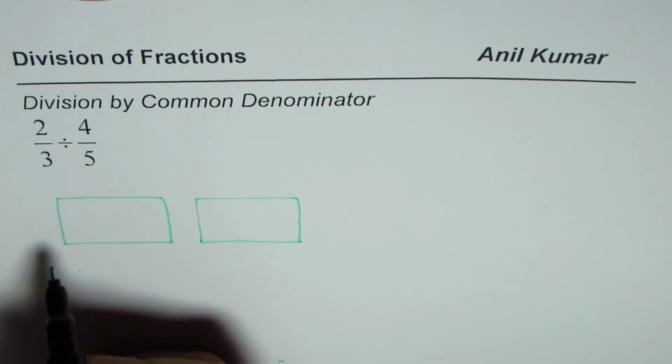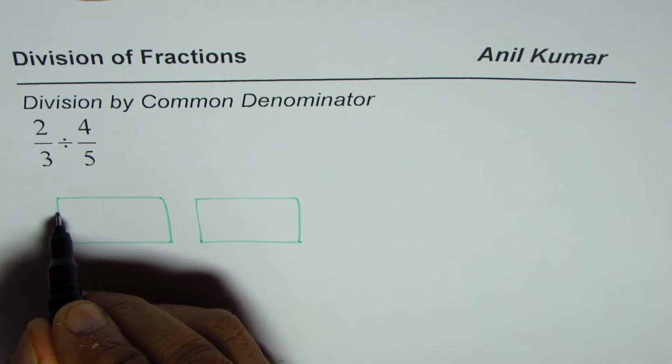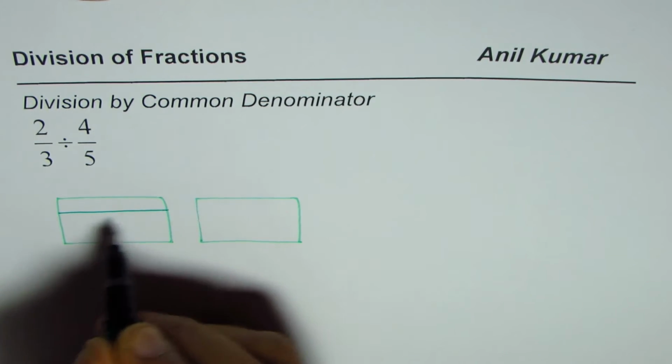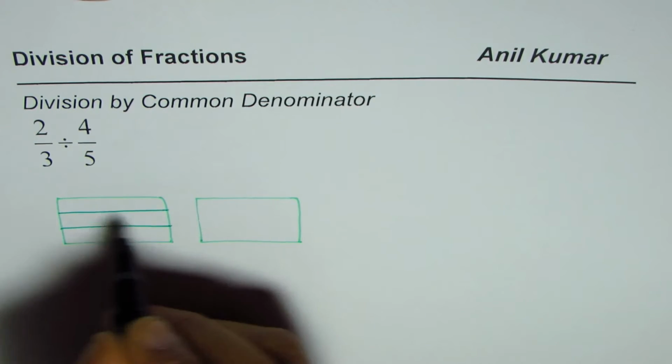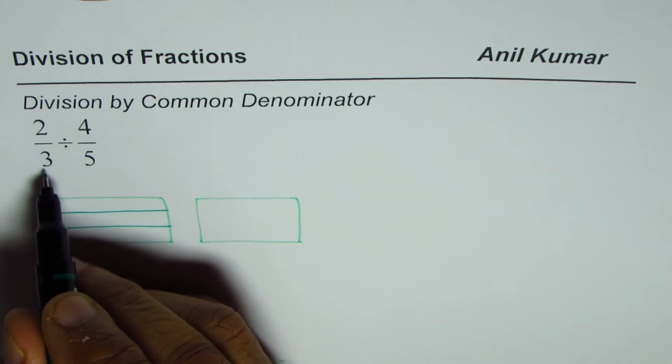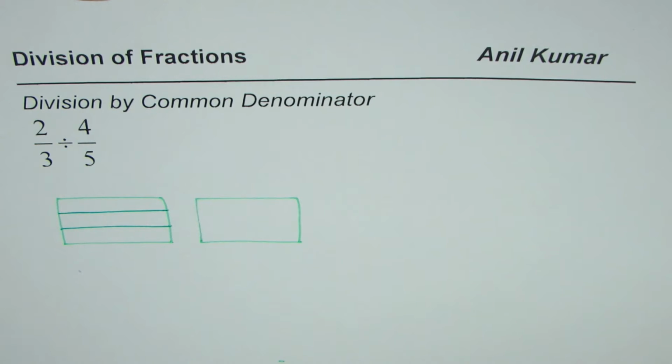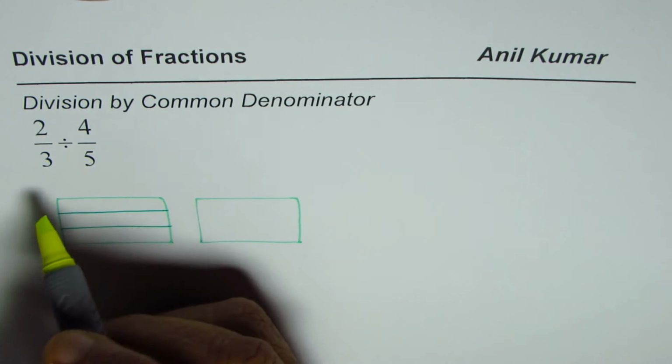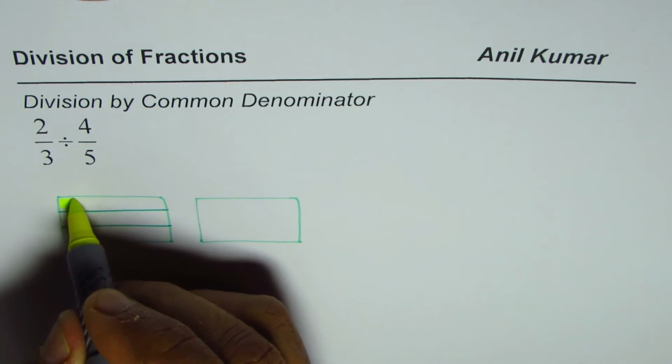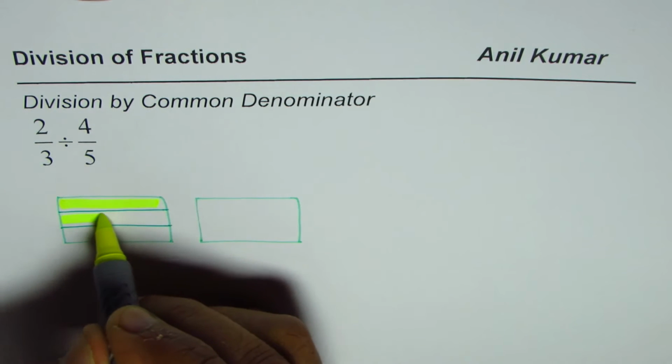2 over 3. So that means we'll divide this into 3 rows, right? And select 2 out of them, correct? So we divide it into 3 rows, select 2 out of them. So that is what we have selected, 2 out of them.